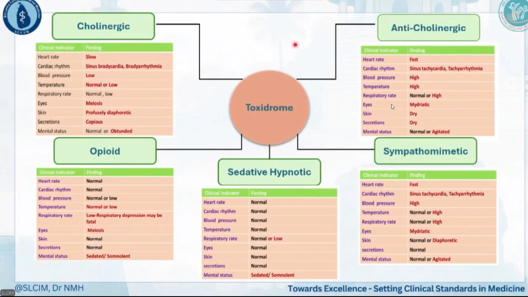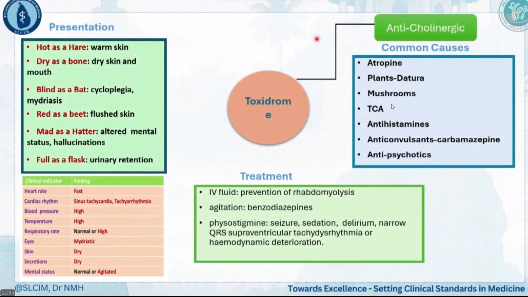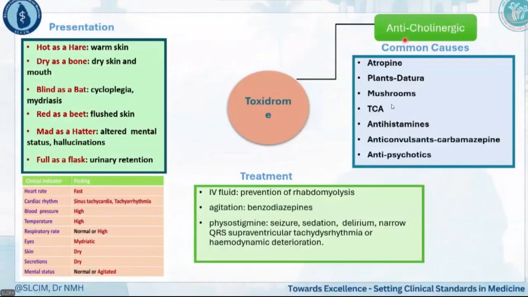So this is the summary of all the toxidromes that we have just talked about. You can see anticholinergic and sympathomimetic both have the same sort of clinical findings, just that the skin is very diaphoretic in the sympathomimetic, and the opioid and sedative are more or less the same. And the cholinergic actually is the opposite of the anticholinergic toxidrome. All right. So let's move on to the separate toxidromes and discuss a little bit about each one. In the anticholinergic toxidrome, as I told you earlier, there are common causes.